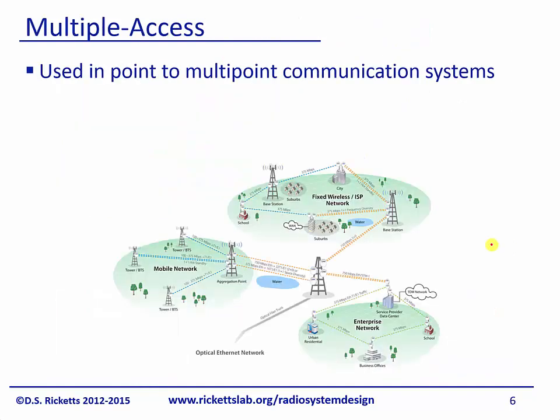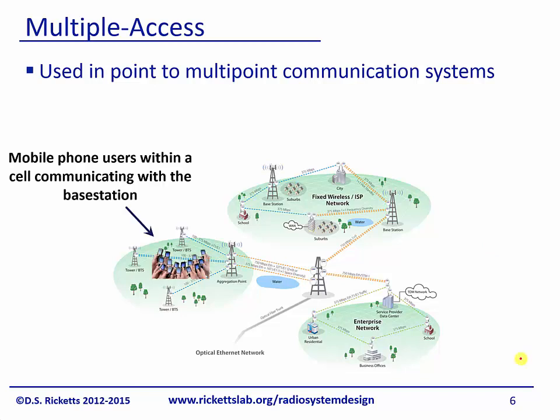Now we're going to move to this concept of multiple access. Duplex was about two systems communicating with one another. Multiple access is about multiple people communicating on the same network, and it's used in point-to-multipoint communication systems. A great example is the mobile network, our cell phone industry. So we've got mobile phone users within a single cell area communicating with a base station. You can see here these towers, and they're all trying to talk to all of these phones here.